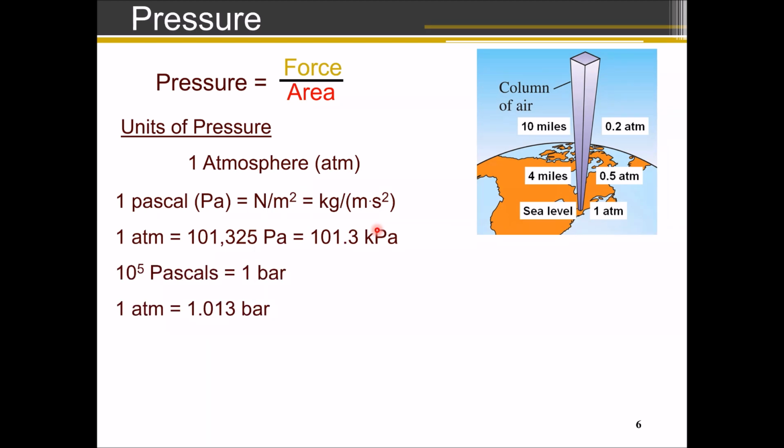One other unit commonly used is 1 bar, which is 10 to the power 5 pascals. So that makes the 1 atmosphere equal 1.013 bars. Also, a common unit used in the United States is the pound per square inch, which is basically the ratio between the force per the common unit for area, which is square inch, and it's abbreviated to be PSI. 1 atmosphere is going to be 14.7 PSIs.